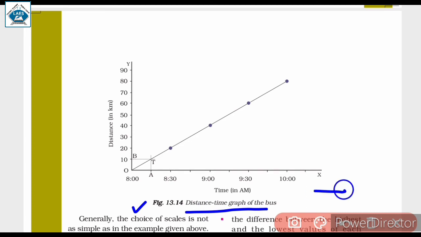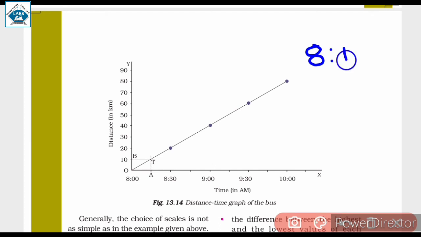On the x-axis, we are given the time in am and along the y-axis, we are given the distance covered by the bus which is in kilometers. Okay, so here we have 8 am and here we have 8:30 a.m. So the time between this is 8:15 a.m. So that is what we are interested in.